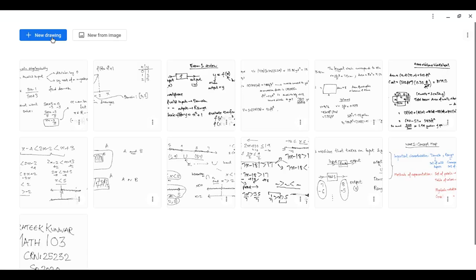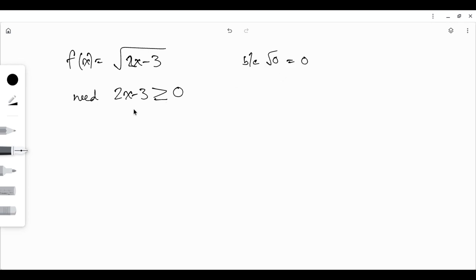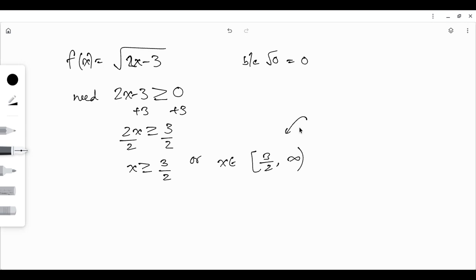Let's look at another example. Let's say now I have f of x equals the square root of 2x minus 3. What we need is that 2x minus 3 should be positive, but it can also be 0, because the square root of 0 is just 0. So we solve this using the inequality methods that we have learned. It's pretty much the same as solving an equation. Add 3, divide by 2. So x is greater than or equal to 3 over 2, or x is in the interval 3 over 2 to infinity. And that's going to be your domain.